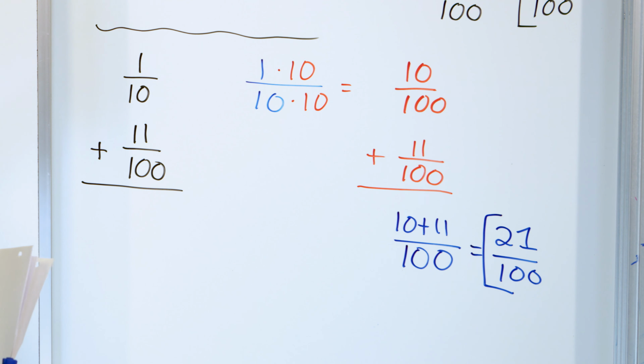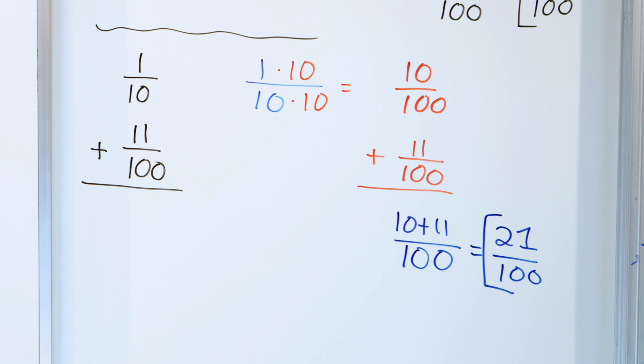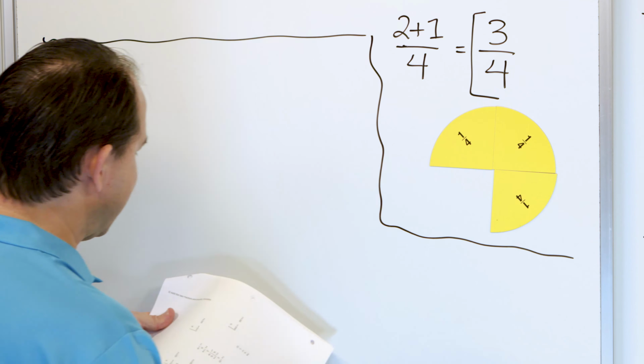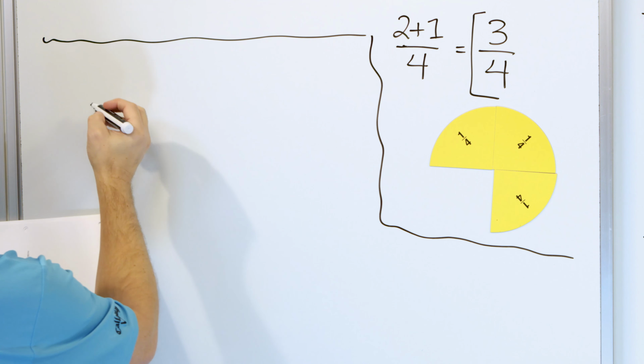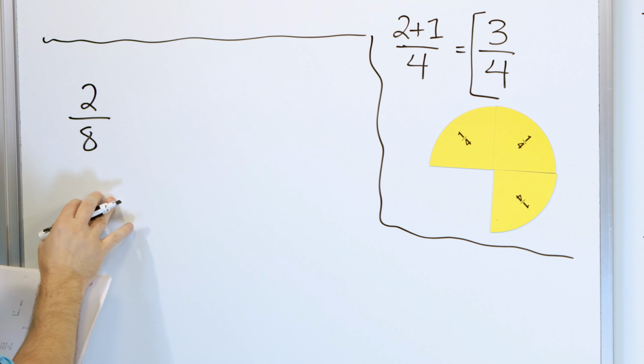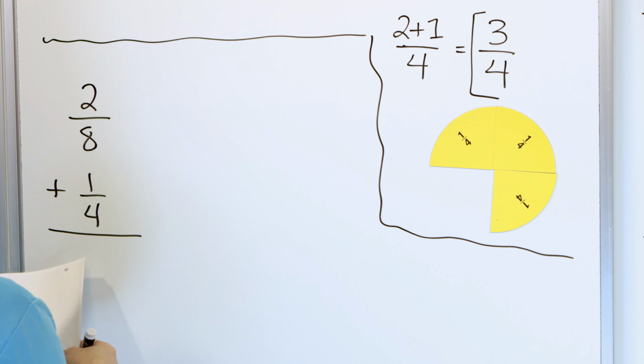So I hope you see the plan here, or the way that we're going about it is very, very consistent. It's very much the same every time we do this. Let's take a look at the next problem. Let's say we have 2/8, and we're going to add to that 1/4.